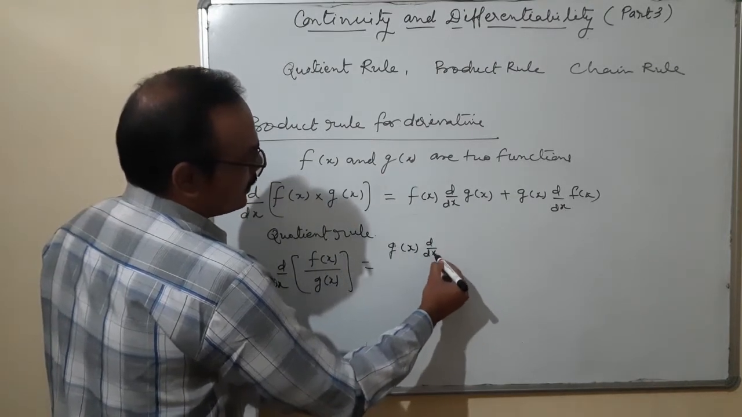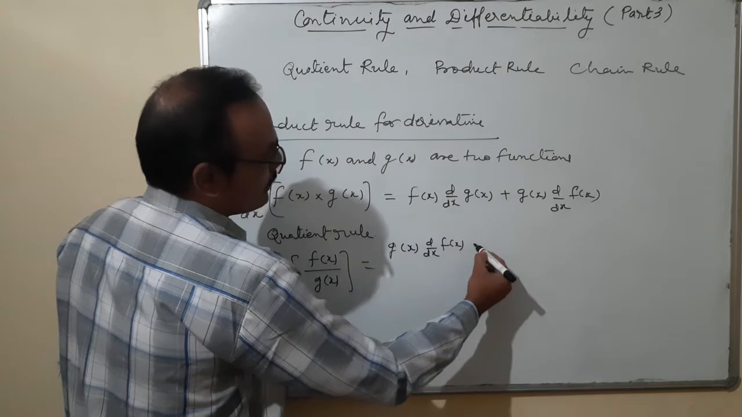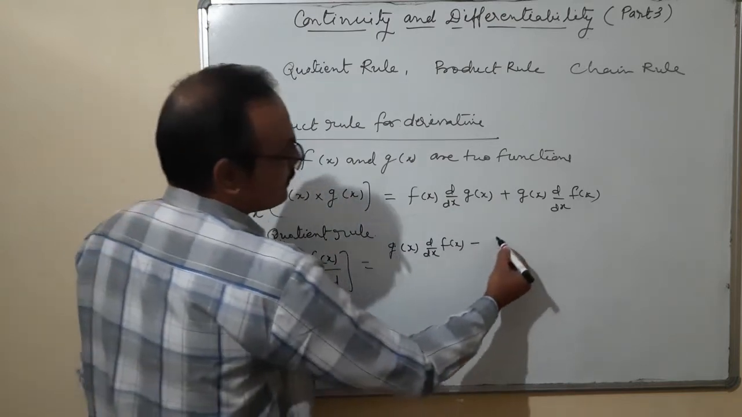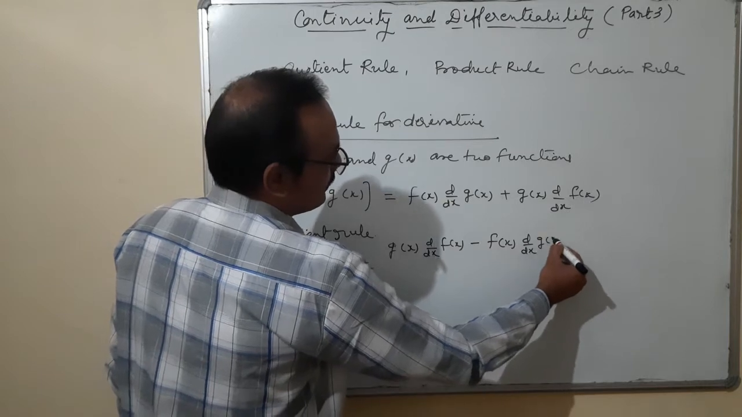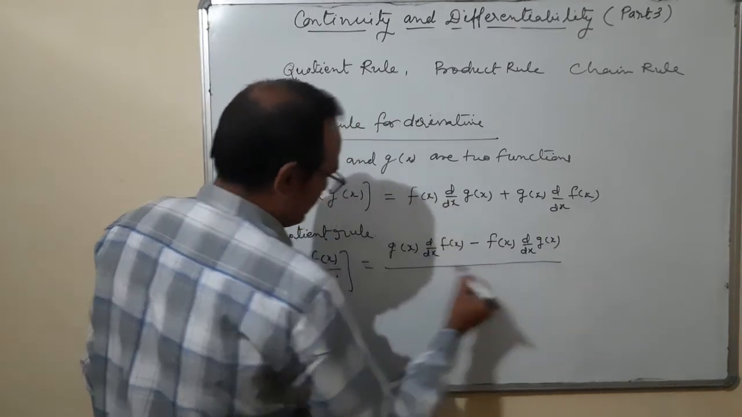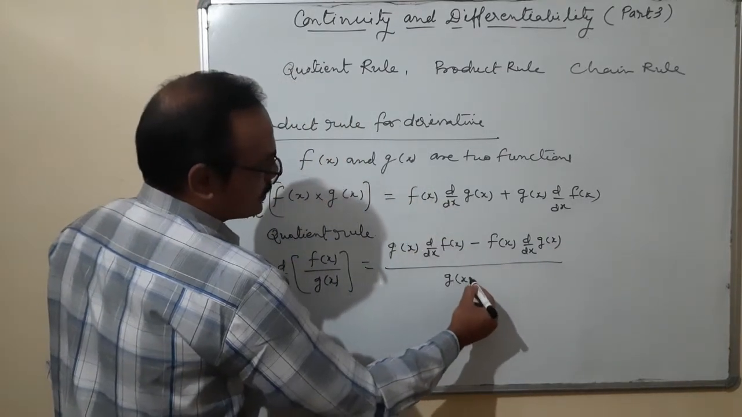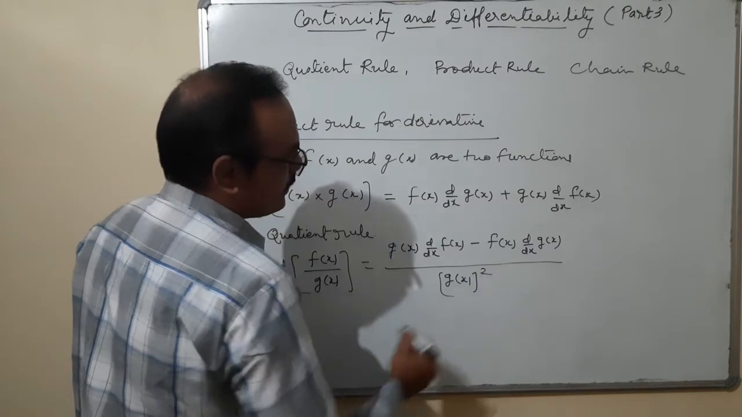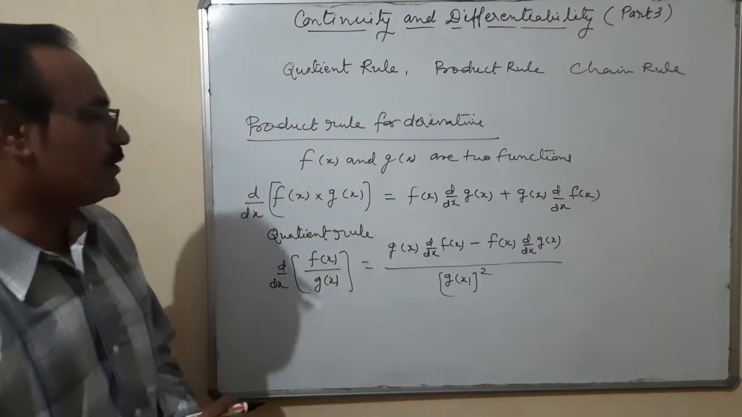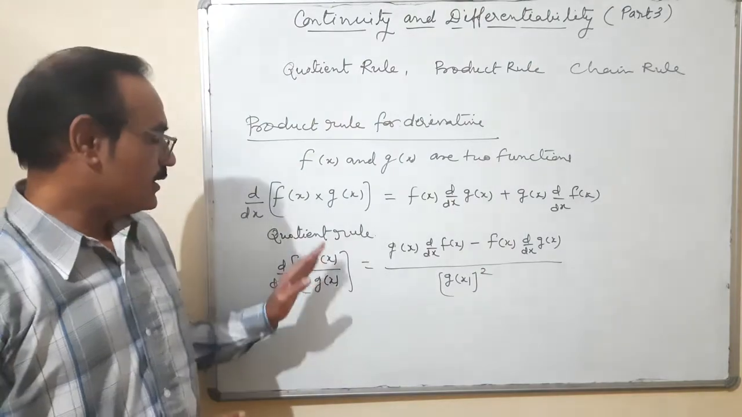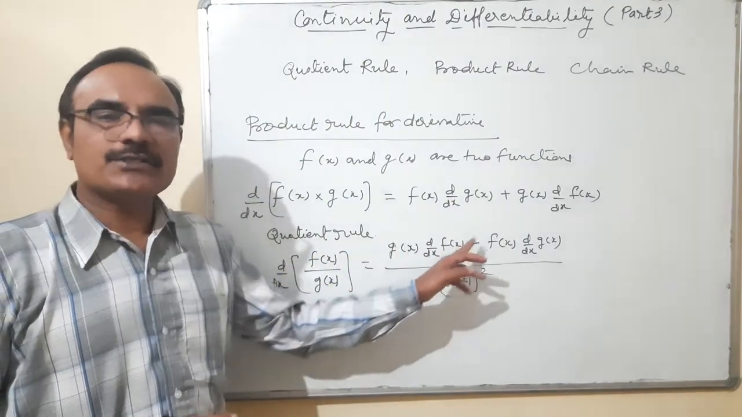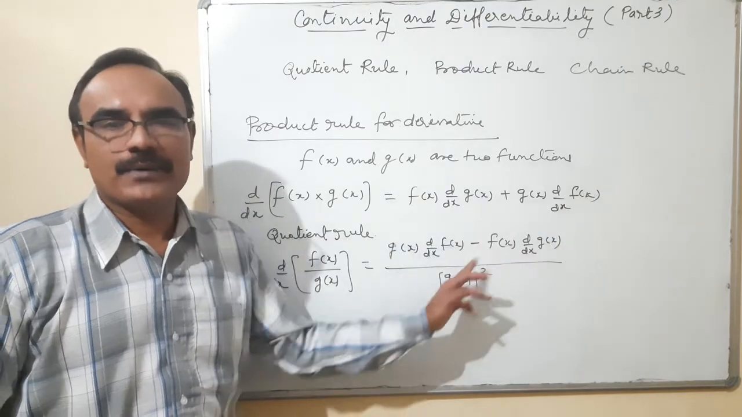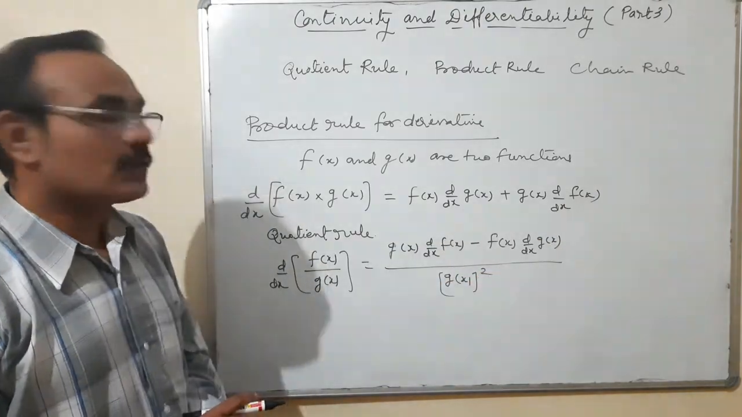differentiation of numerator, minus numerator, differentiation of denominator, upon denominator whole square. This is called quotient rule. Numerator, denominator, denominator differentiation of numerator minus numerator differentiation of denominator upon denominator whole square is called quotient rule.